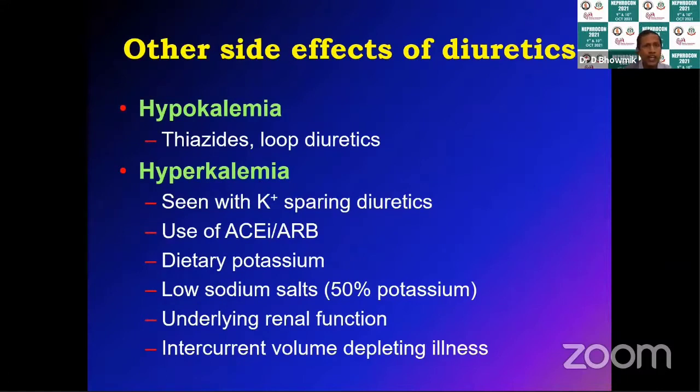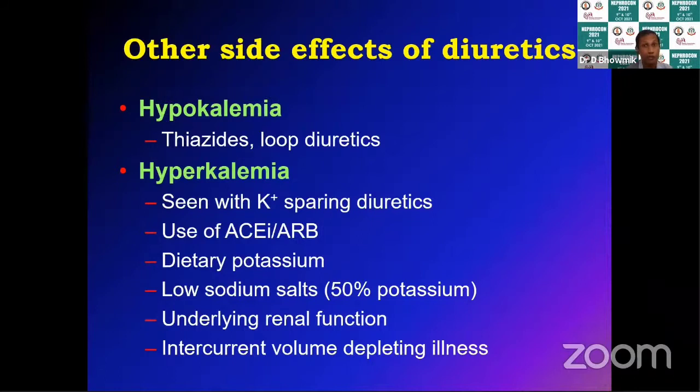Now I'll briefly outline the other side effects of diuretics. They can cause hypokalemia, both thiazides and loop diuretics. Hyperkalemia is seen with the potassium-sparing diuretics, but as has been discussed, I'll again recapitulate that hyperkalemia due to potassium-sparing diuretics is due to several other factors, which one must keep in mind. One is, of course, many of these patients are using ACE inhibitors or ARBs, the RAS inhibitors, which are very commonly used. How much dietary potassium they're taking, one has to assess that. It's very popular now to take low sodium salts, and these salts contain 50%, half of it is potassium. And a recent NEJM study from China, a large population study, said it is absolutely safe, it doesn't cause any hyperkalemia.